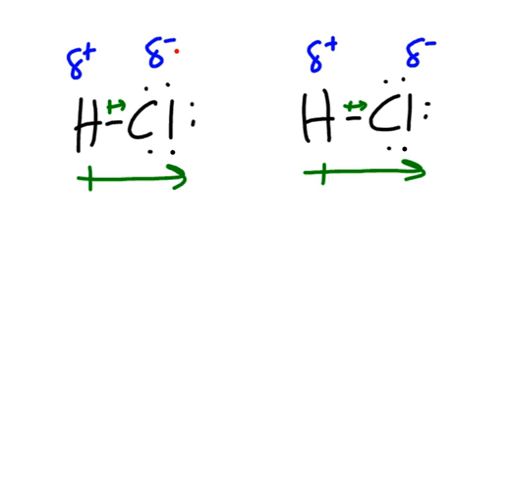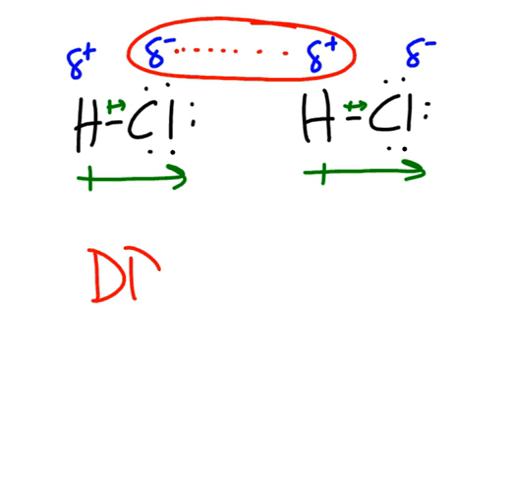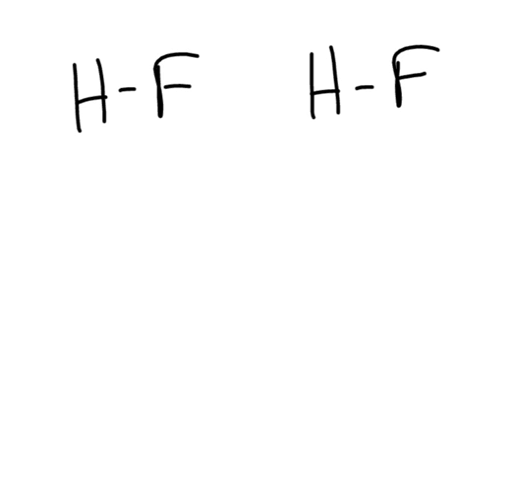You'll have an attraction right here, and it will be longer lasting than the London dispersion attraction. And because it will, A, happen more readily, and B, last longer, it is stronger. So what we know so far is that dipole-dipole is stronger than London dispersion forces. Now the last one, like I said, is just a type of dipole-dipole, and that is hydrogen bonding. Hydrogen bonding is if I have, say, HF and HF.